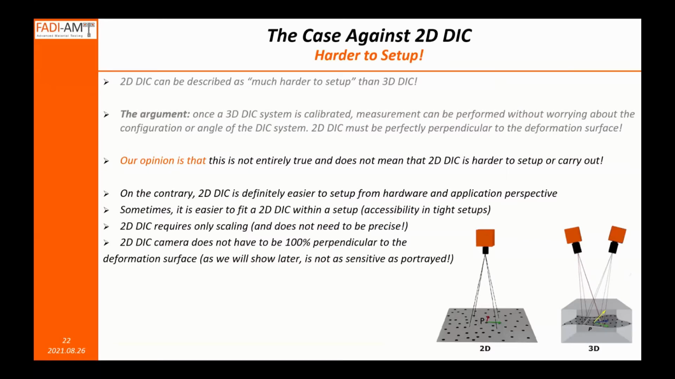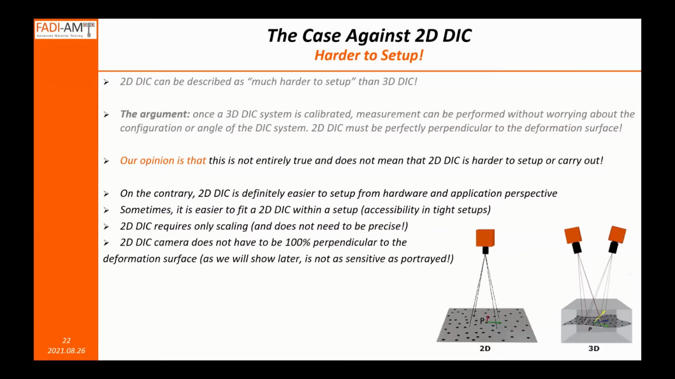So putting one camera in front of the object is easier than putting two cameras with a certain distance and spacing and so on. In terms of calibration and scaling, it doesn't require calibration, which is an extra step in 3D DIC that could be problematic. So it just requires scaling. And that scaling does not have to be really super critical, as we will demonstrate later on.